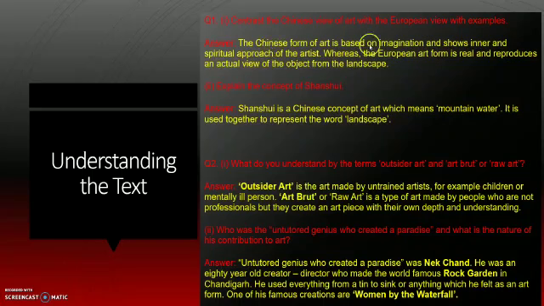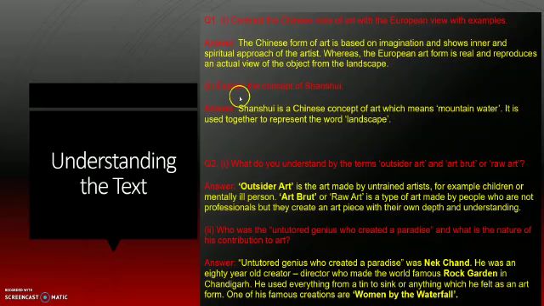The Chinese form of art is based on imagination and shows the inner and spiritual approach of the artist. As we have seen in the story, the Chinese painter creates a painting where we can imagine. Once we look at the painting, we can go deep into imagining different views, different ideas about our inner spiritual approach. But the European art form is real and reproduces the actual view of the object from the landscape. The European art is a type of art where the painting produces the actual view. What you see in the painting is what it means. You cannot imagine or think anything else.